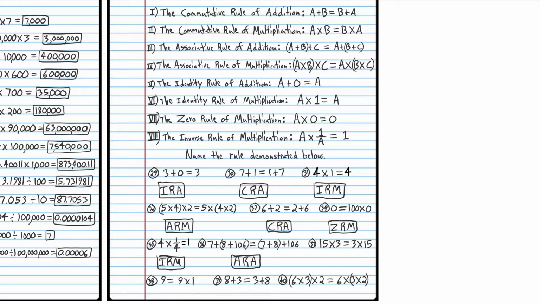So again, you should be using your rules up here. Try numbers 37 and 38, and when you come back, we'll do them together. All right, we're back. So you're changing the order of those numbers, and you're multiplying. So because you're changing the order, it's got to be the commutative rule. And because you're multiplying, obviously it's the commutative rule of multiplication, not the commutative rule of addition.